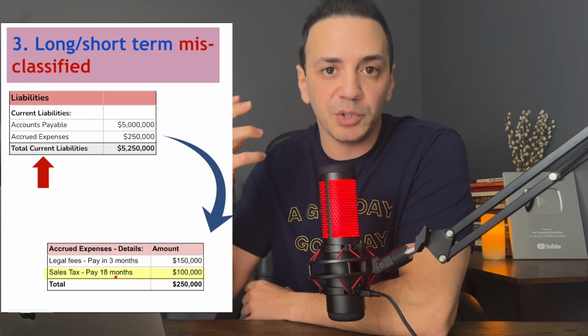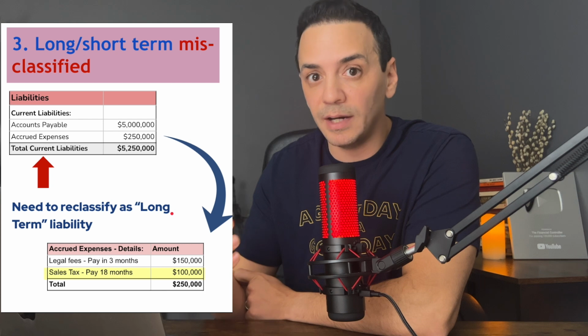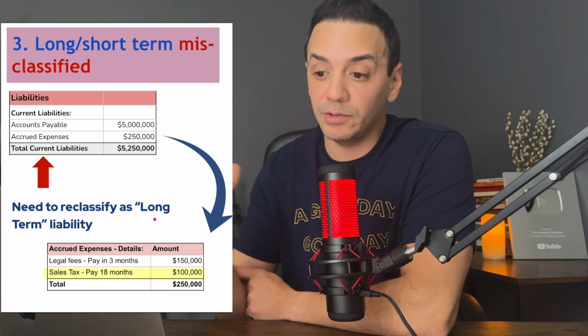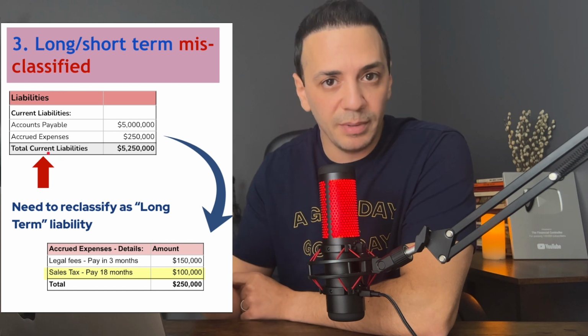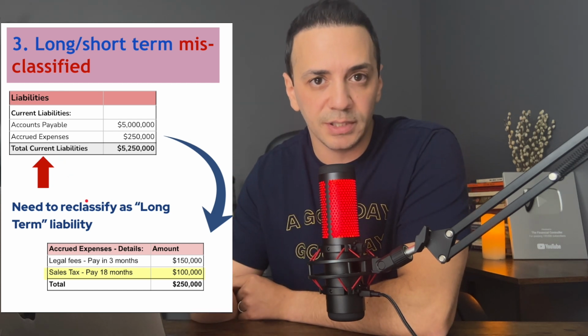So at the end of each financial period, you need to examine the underlying schedule for your balance sheet items, assets and liabilities, and double check the nature of whether it should be under current liabilities, long-term liabilities, current assets, long-term assets, this kind of thing. And that's how you catch this kind of mistake.